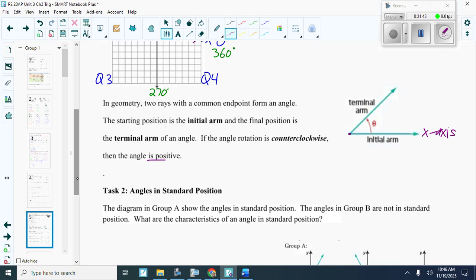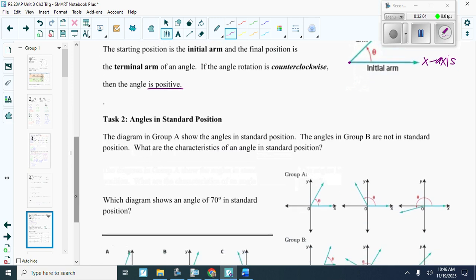And in grade 11, we always rotate counterclockwise, and our angle is positive. Perhaps next year you will also include a rotation that's clockwise. That would be a negative angle. Okay? So we're going to be doing counterclockwise, positive angles.